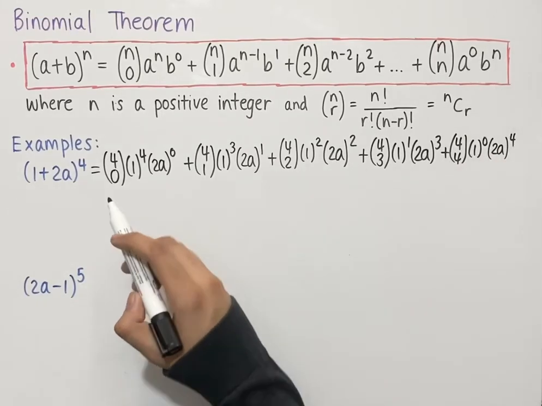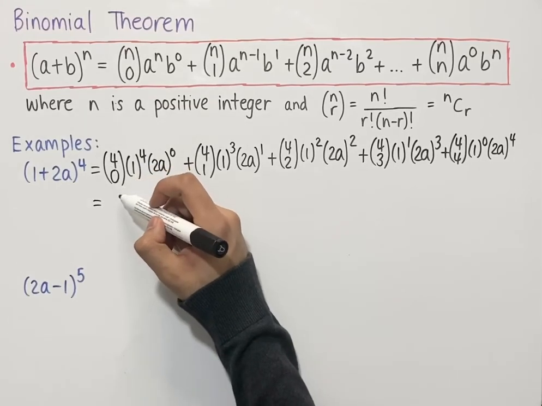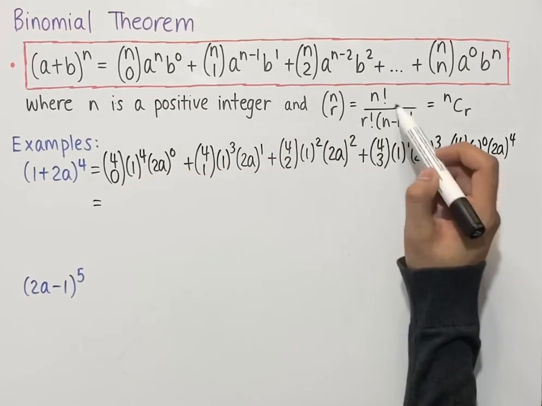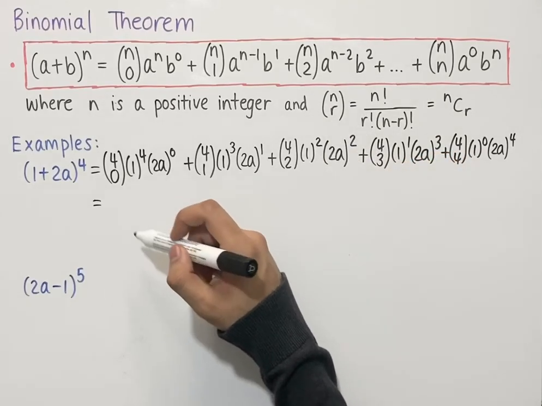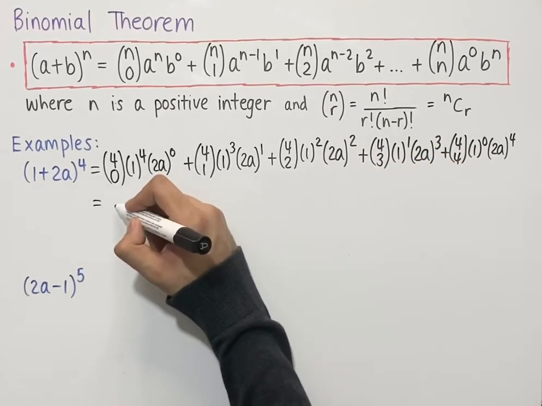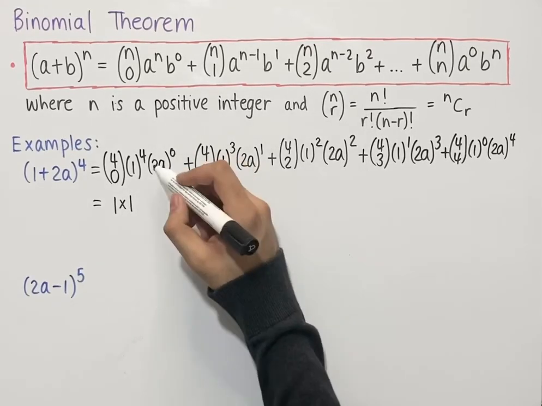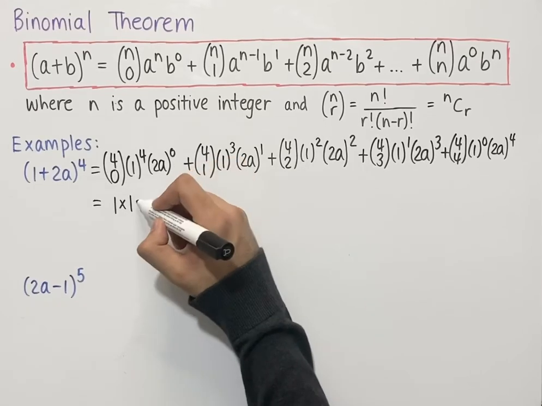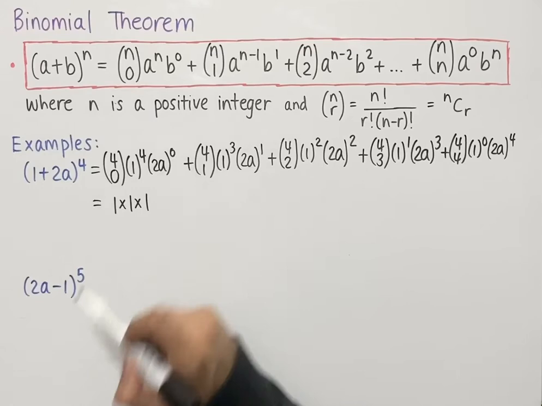Now we can simplify each term. For this first term, 4 choose 0, if we were to use our formula or a calculator, we would find that 4 choose 0 equals 1. 1 to the power of 4 is also equal to 1. And then (2a) to the power of 0 is also equal to 1. So this first term is 1 times 1 times 1.